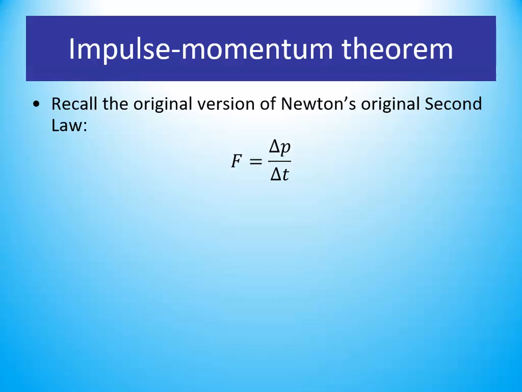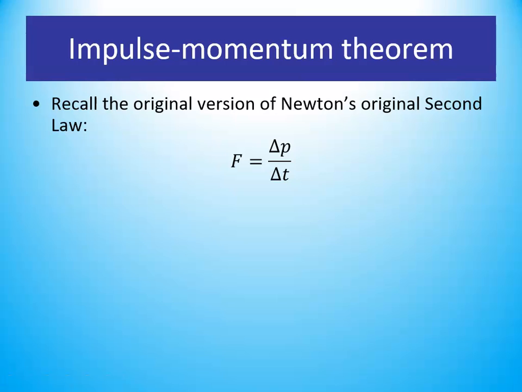Now, we previously stated Newton's second law, at least we examined it in more detail, as F equals ma. Where we said, okay, well, p equals mv. If the mass is constant, you can factor out the m, and then delta v over delta t, well, that's acceleration. So you had F equals ma.